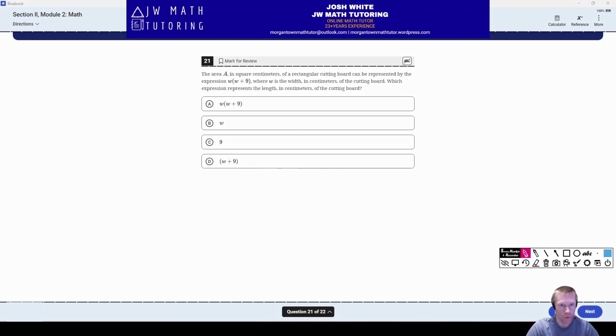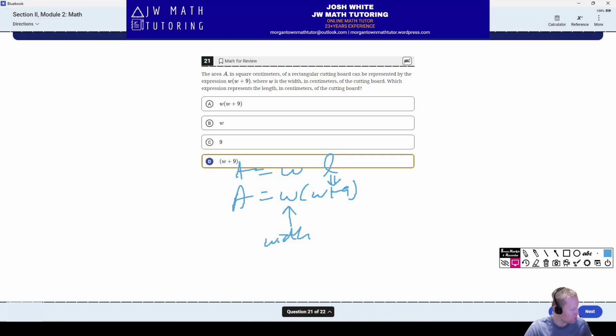All right, for number 21, they want to know which of these expressions represents the length of this cutting board. They tell you the area is equal to W times W plus 9, and they also tell you that just this W here is equal to the width. So we know area is equal to length times width, or you could switch it and make it width times length because multiplication is commutative. Therefore, the length must equal W plus 9, the other expression that's being multiplied in this problem. So the correct answer is letter D.